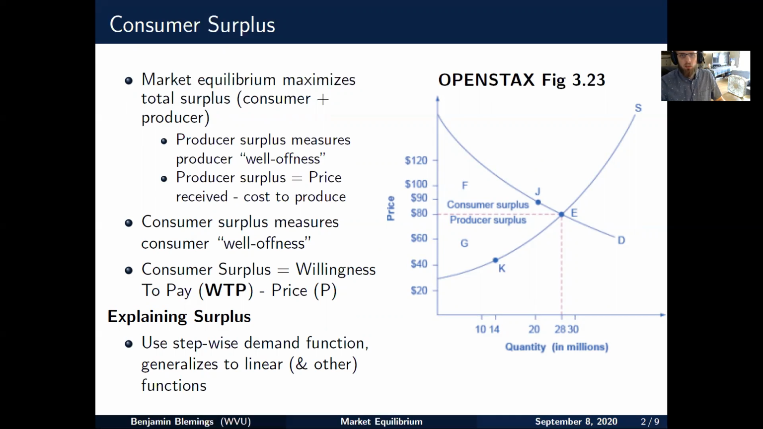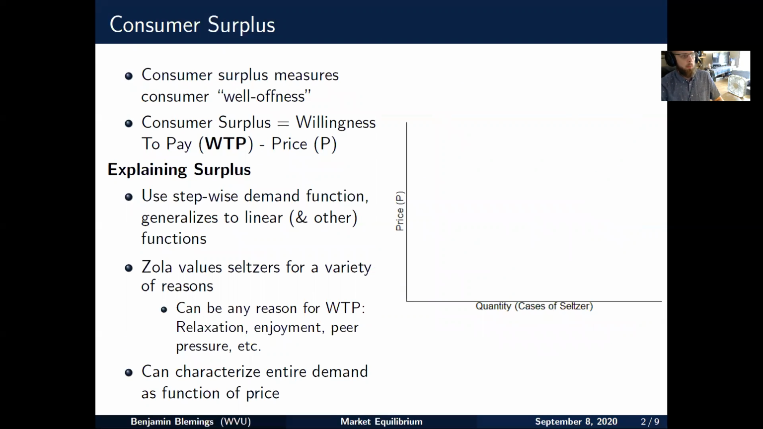And so I'm going to explain surplus using this stepwise demand function, for consumer surplus, but it generalizes to any kind of functional form for demand and supply. So let's say we have Zola here, and she values seltzers for any variety of reasons. Could be any reason like relaxation, enjoyment, peer pressure, whatever. And I can characterize her entire demand as a function of the price and use that to figure out what the consumer surplus would be at a given price.